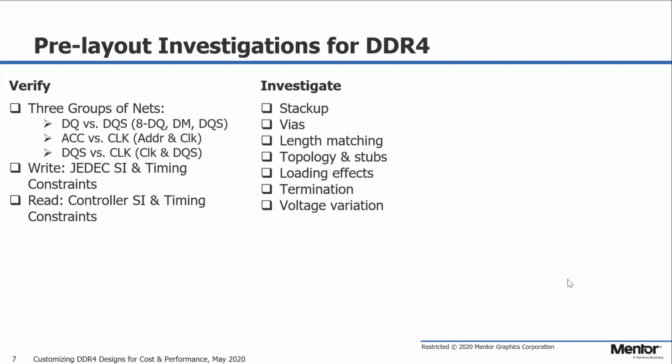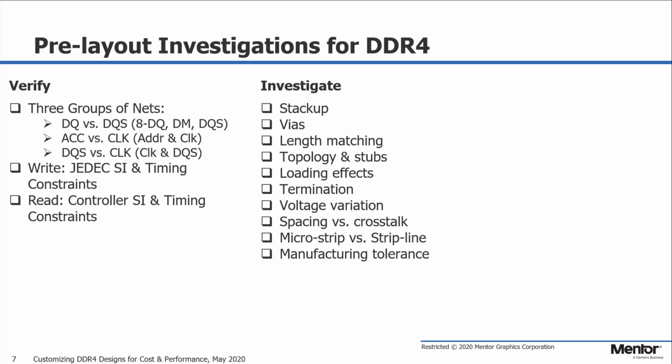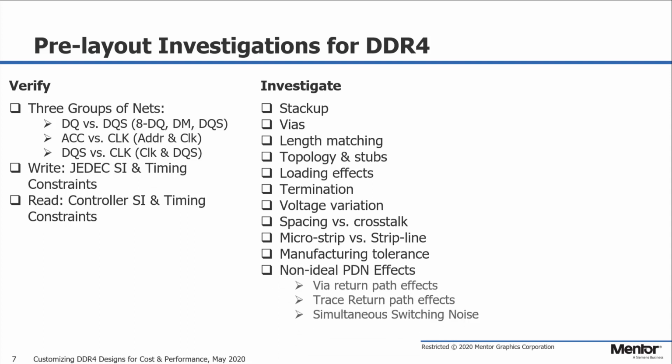You would also want to look at how crosstalk voltage can affect your timing margins based on the spacing you decide to use. You might also want to compare the delay and crosstalk based on which layers you route the signals on. You also want to look at how manufacturer tolerances can affect your design margins. Non-ideal PDN effects need to be investigated as well on how they affect the margins, but we'll cover these effects and simulations in a future webinar. In this webinar, we will be assuming the PDN and return path as ideal.